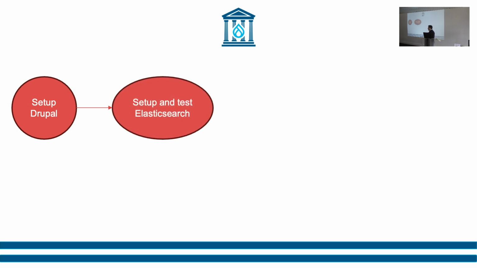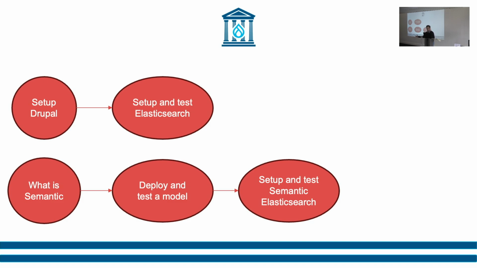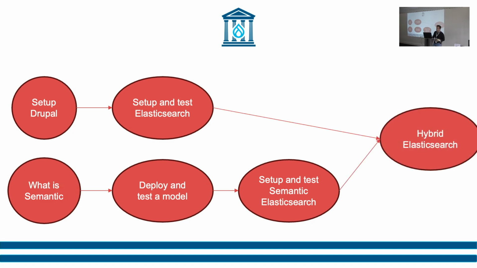Let's check the agenda of today. First, we're going to set up Drupal. We're not going to spend a lot of time on that. Then we're going to set up and test basic Elasticsearch. That will be one project. The second one is that we are going to describe what semantic is and what embeddings are. Then we're going to create a second project. Sorry, first we are going to deploy and test a model in that second instance. And then in that second Drupal project, we're going to set up and test semantic Elasticsearch on its own. And finally, we're going to combine these two worlds together in hybrid Elasticsearch.